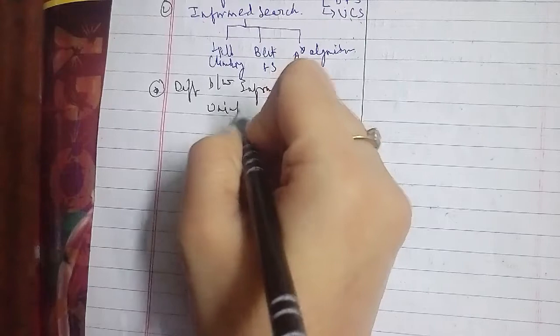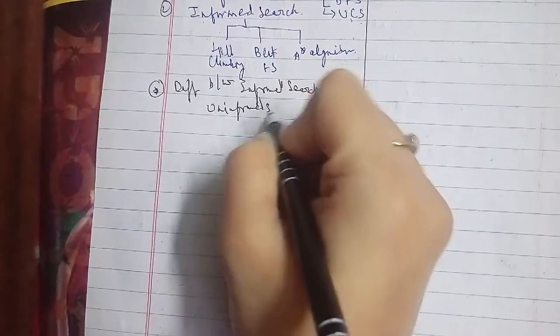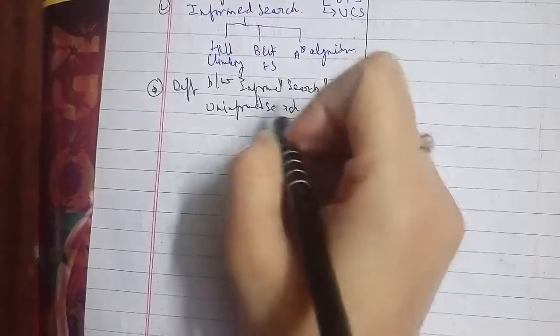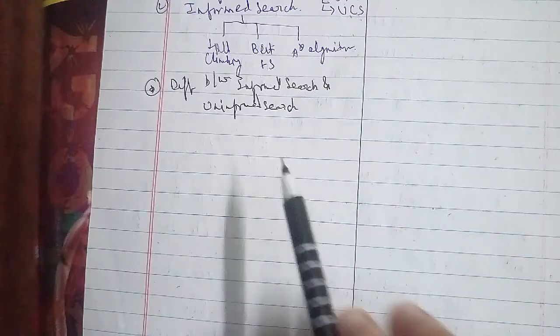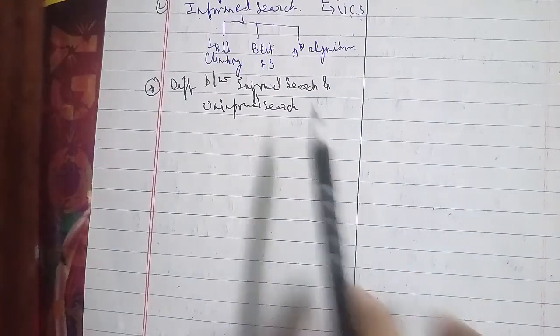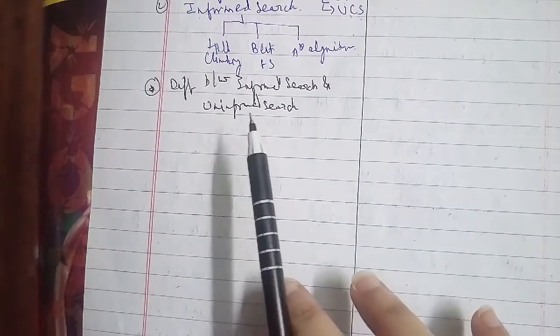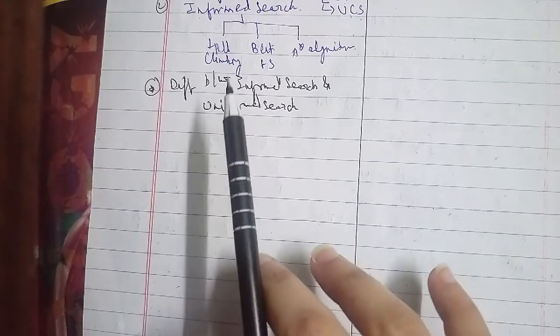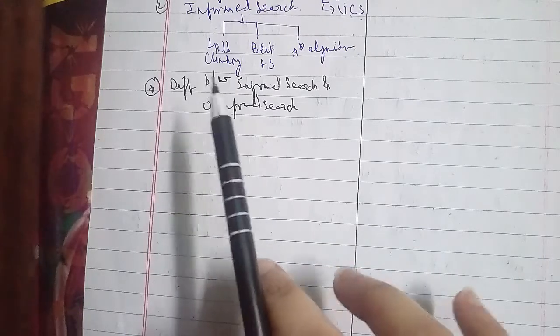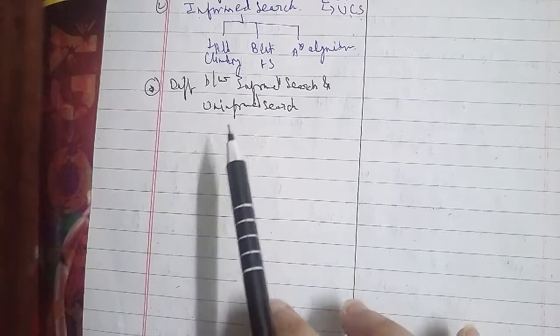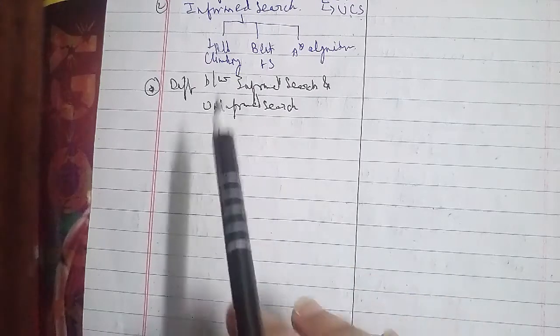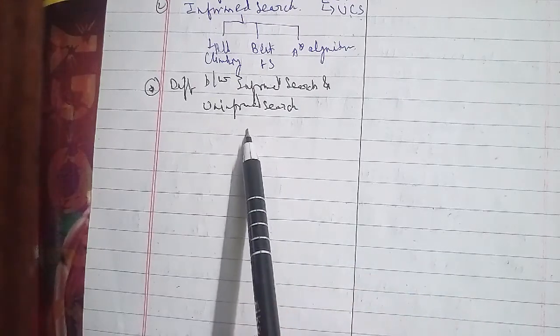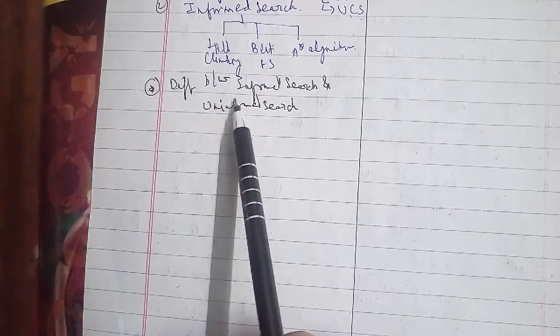The second is that informed search is highly efficient, as it consumes less time and cost, and for uninformed search, efficiency is mandatory. For informed search, the cost is low, and for uninformed search, the cost is comparatively high. Informed search finds the solution more quickly. Uninformed search, its speed is low.